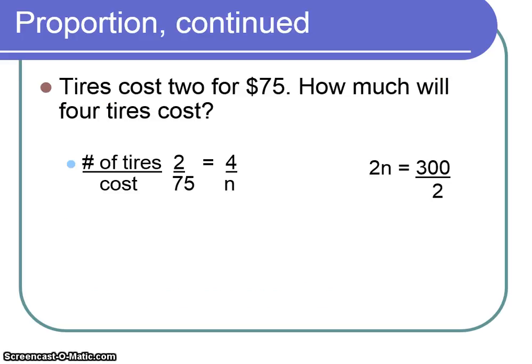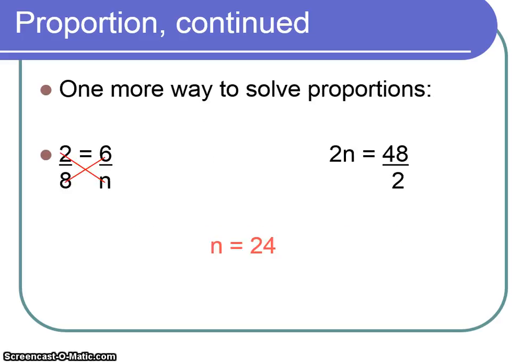2 tires cost $75. So we have 2 over 75, so we've got tires over cost. How much will the cost for 4 tires? So the number of tires, the 4 goes on top, a variable goes on bottom. You cross multiply, you get 2n, and then 75 times 4 is 300. We want n by itself, so we're going to divide by 2. So the cost for 4 tires is $150.